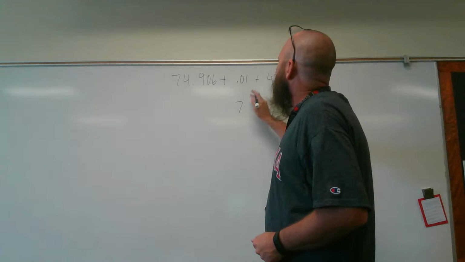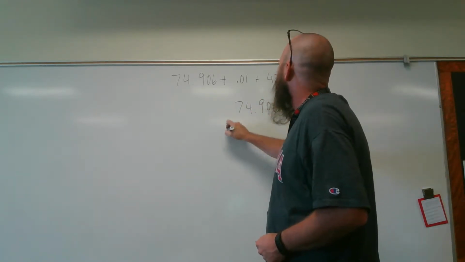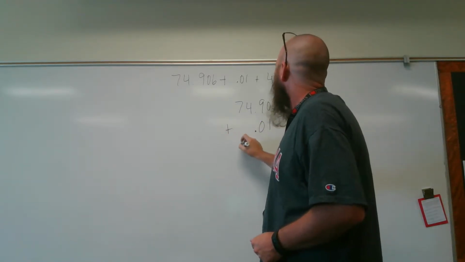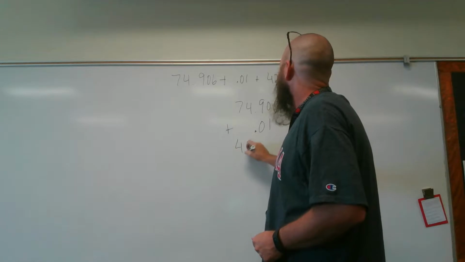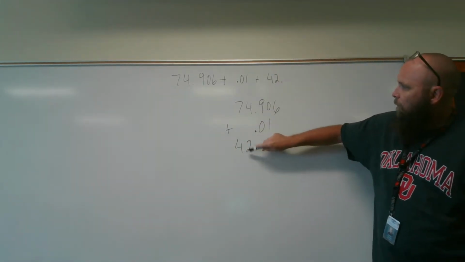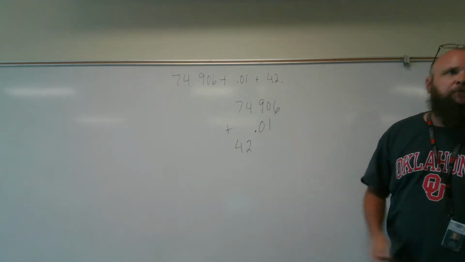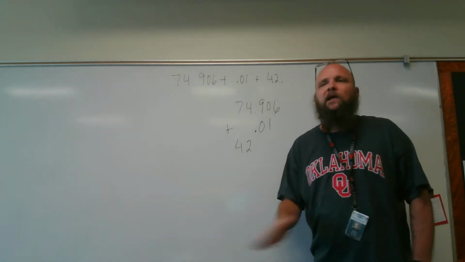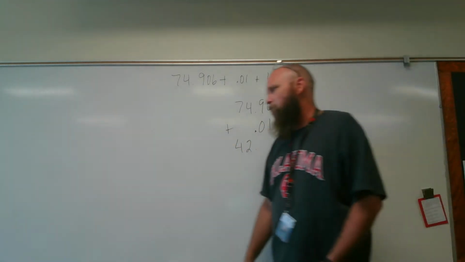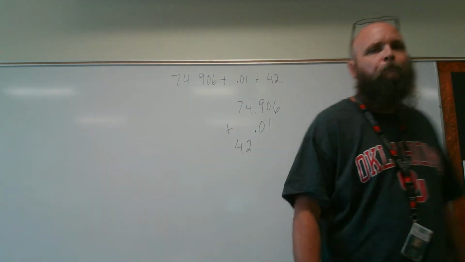So let's write this down. We have 74 and 906 thousandths plus 100th plus 42. My ones places are lined up. My tenths place, my hundredths place, and my thousandths place are all lined up. A lot of times you're going to see this and it's going to be easier to do it with graph paper.